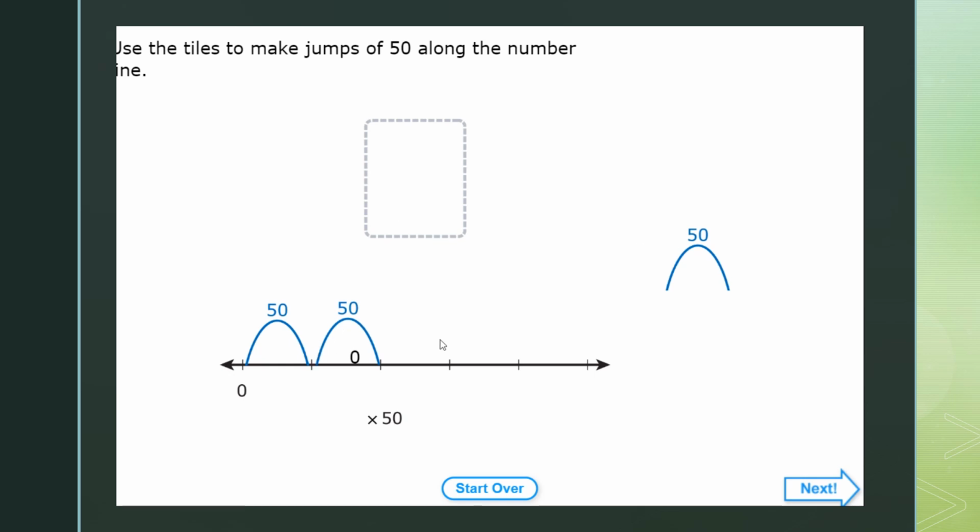I don't think this is working. Never mind.